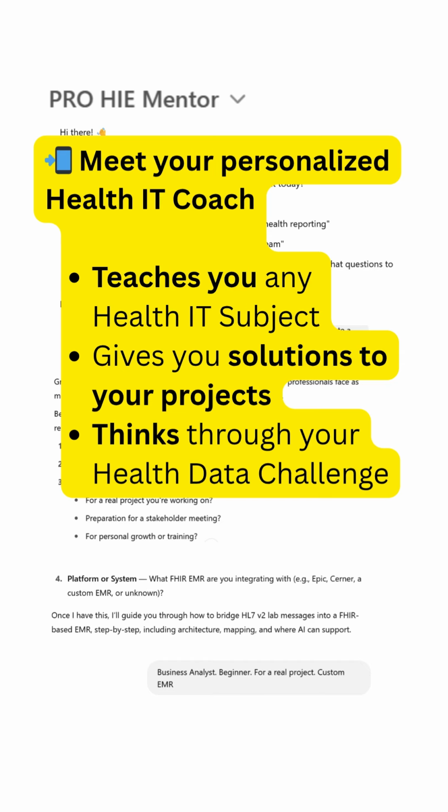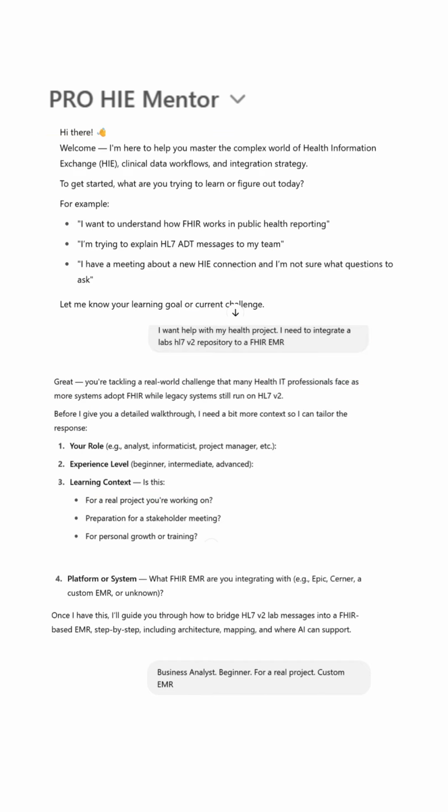Now, let's say someone using my AI-powered tool, the Pro Health Information Exchange Coach, starts by saying something like, okay, I need to integrate a lab system using Health Level 7 version 2 to an electronic medical record that uses FHIR. A clear, common problem statement. Exactly. What happens next is key. The tool doesn't just spit out a generic textbook answer. It starts by asking for context.